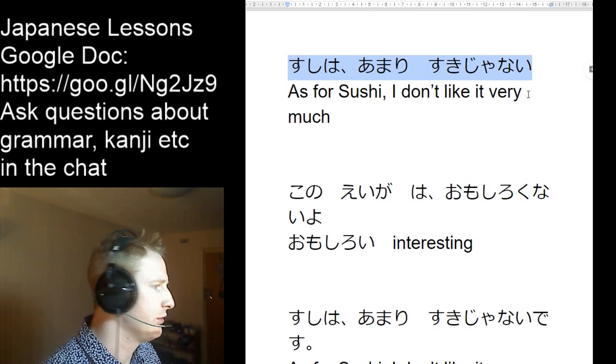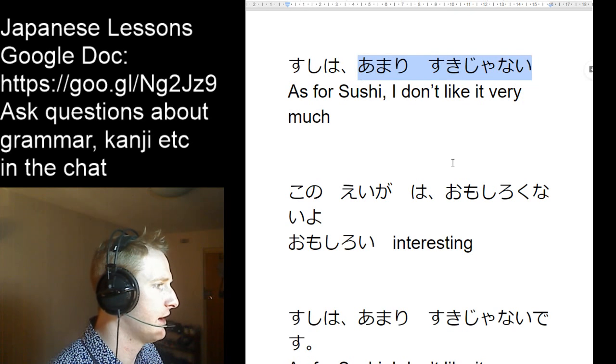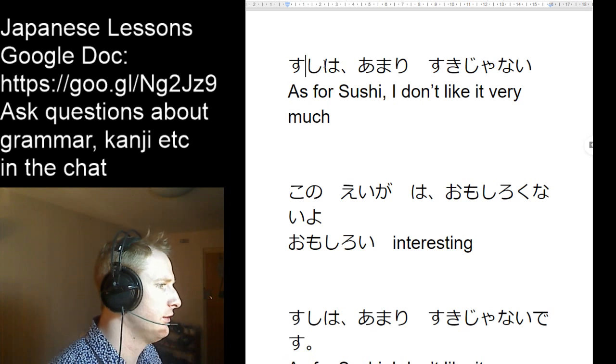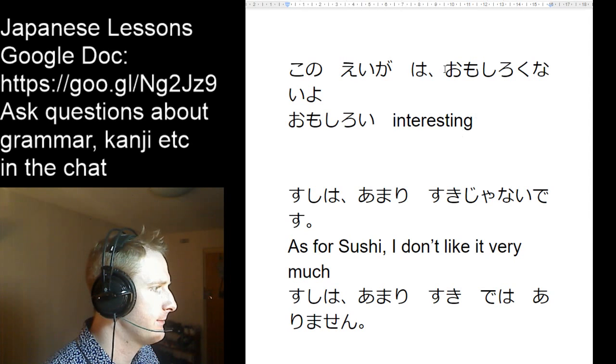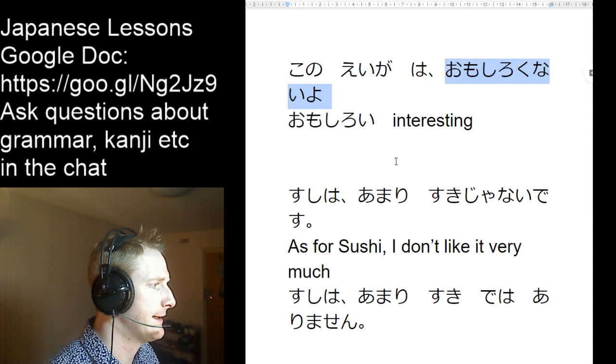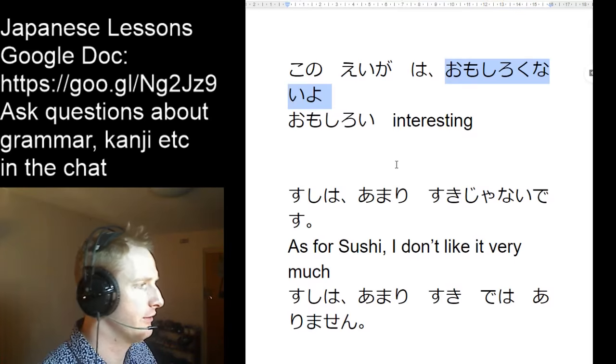Alright, now a good example sentence to remember this is you just remember how to say I don't like something, which is amari, not very much, suki janai, don't like. So if you remember this, you'll remember the rule. Suki janai. Then kono eiga wa omoshiroku nai yo. This movie is not very interesting.